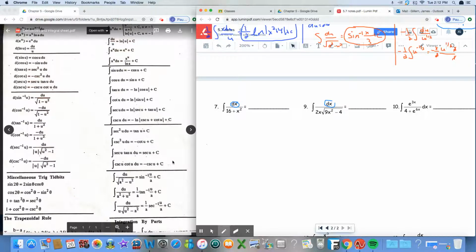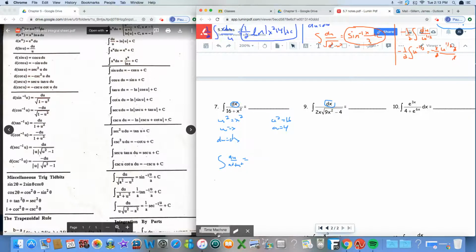All right. Now for 7, this one's going to be the tangent. That's going to be inverse tan. So you're going to make a u squared. You're going to make an a squared. Your u squared is x squared. Your a squared is 16. Your u is x. Your du is dx, because the derivative of x is just 1. Your a is 4. You don't need to add anything. So this just becomes the integral of du over a squared plus u squared, which is this formula right here.